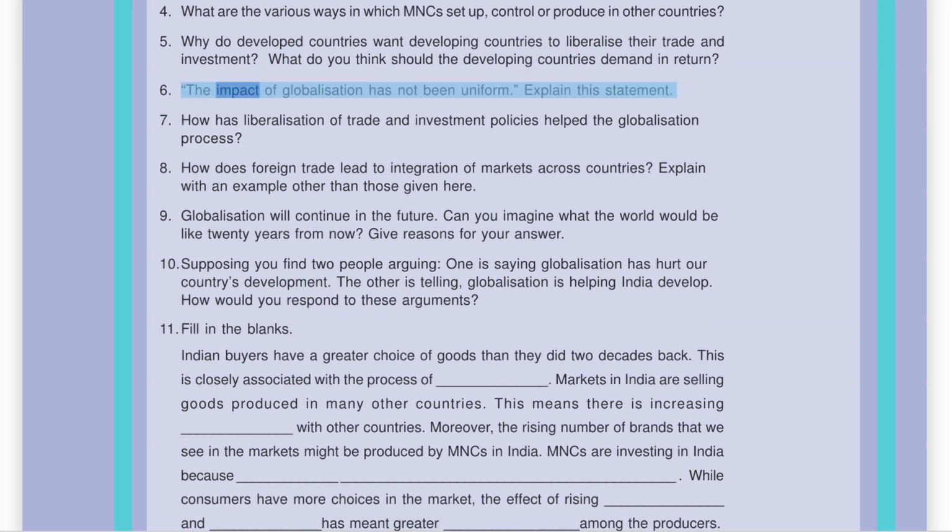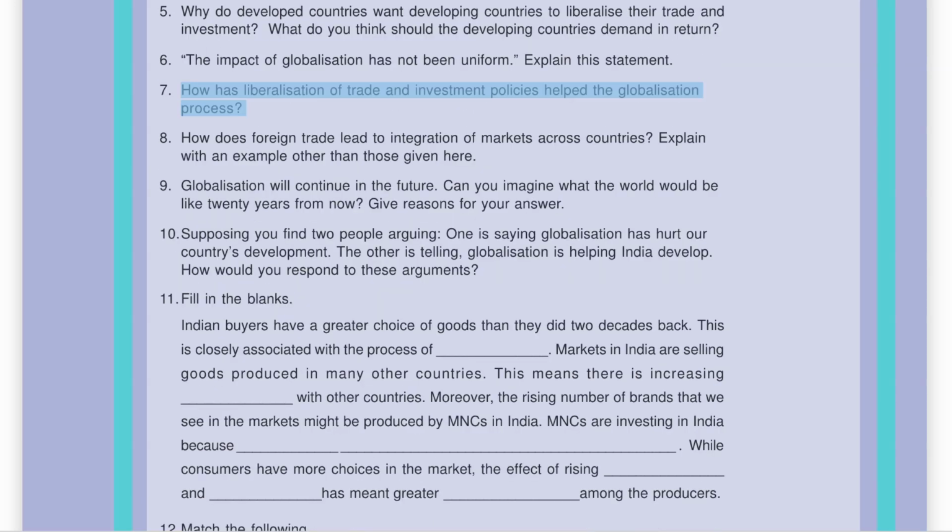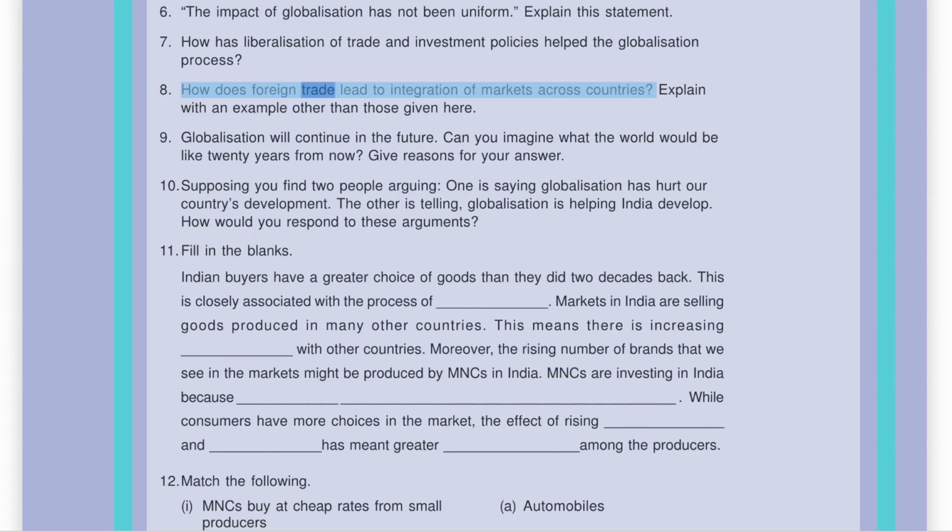6. The impact of globalization has not been uniform. Explain this statement. 7. How has liberalization of trade and investment policies helped the globalization process? 8. How does foreign trade lead to integration of markets across countries? Explain with an example other than those given here.